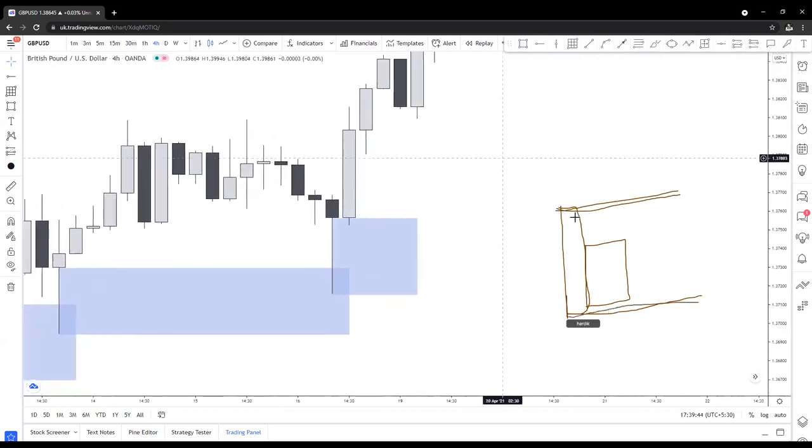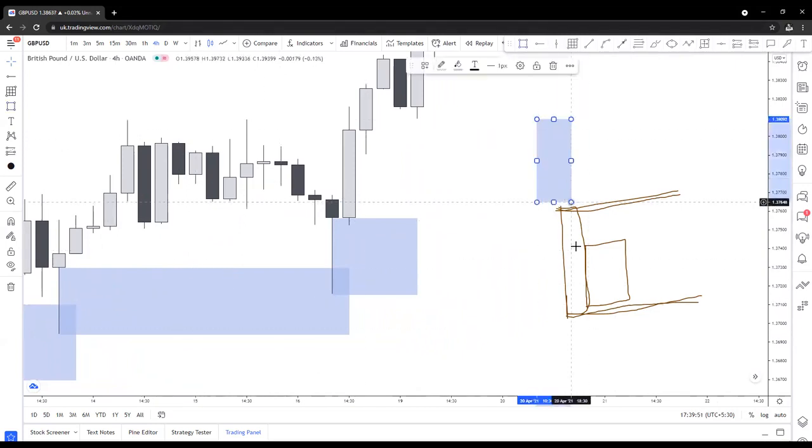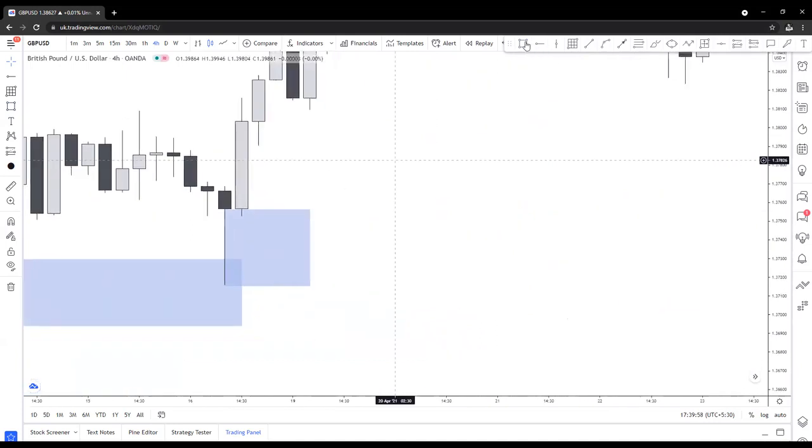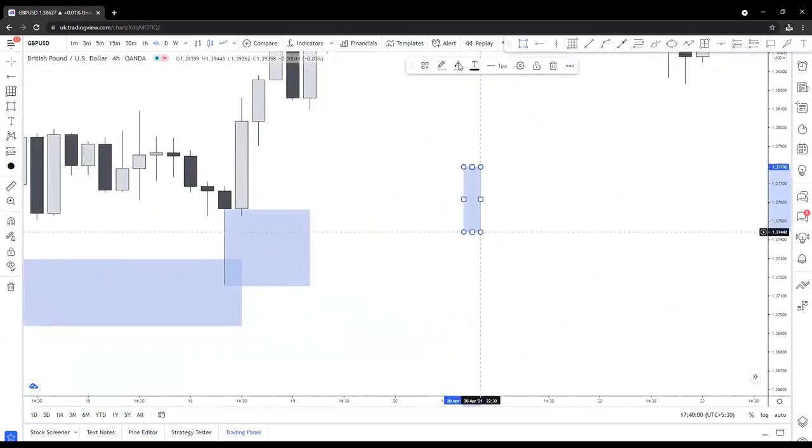In that case, there wouldn't be just one single candle, right? There will be multiple candles like this. So then, right here, like this, I'll tell you.